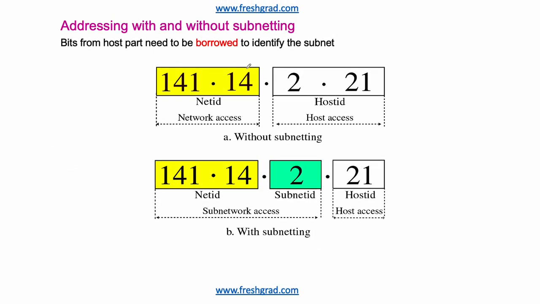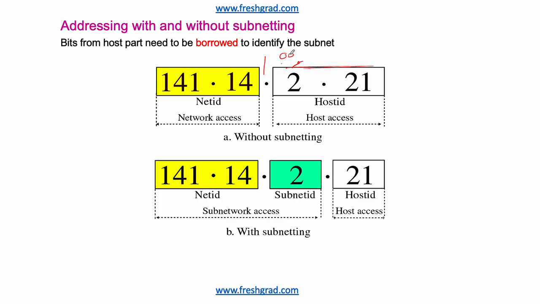So now let's take a look at how we can do subnetting. We need bits from the host part, right? As you know, what is the network ID and host ID? This one, each digit here has 8 bits.